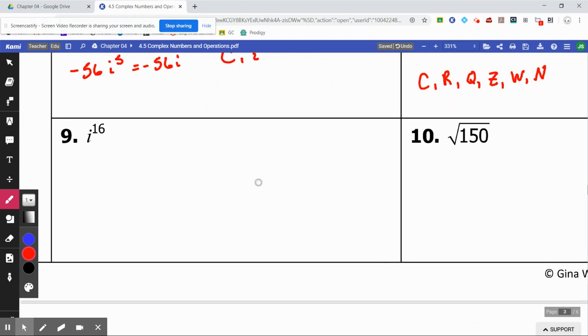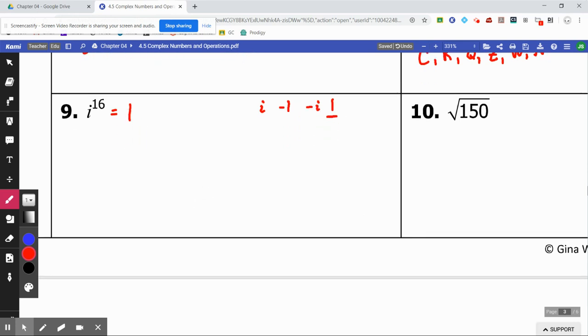Number 9, i to the 16th power. If you follow your pattern, i, negative 1, negative i, 1. All the multiples of 4 are here, so this is 1. So therefore, it is complex, and it is real. Your subsets of real are rational or irrational. This is a rational number. Since it's rational, now we can check all of our subsets. It is an integer, it is a whole number, and it is a natural number.